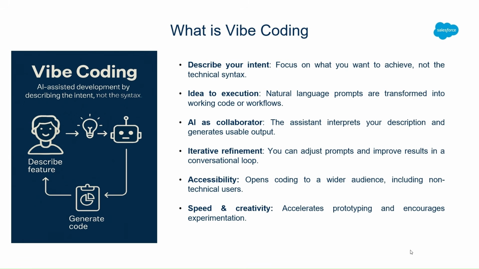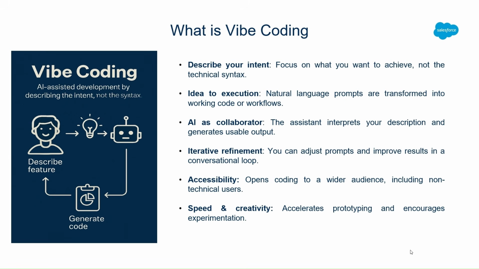The very first principle in vibe coding is describing your intent. Vibe coding starts with intent and not syntax. Instead of thinking in terms of functions, classes, or flows, you simply express what you want to build, why you want to build it, and for whom. So instead of writing the code, you simply describe the destination, and AI would chart the route to get you to that destination.